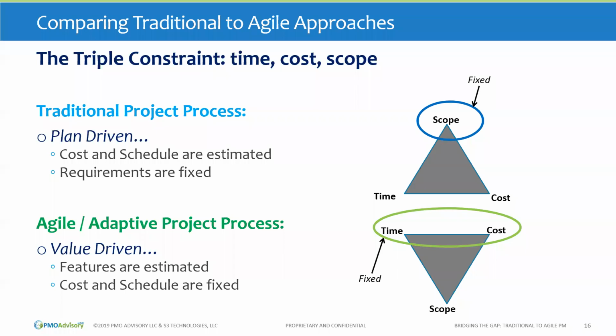So we consider this value driven because the schedule and cost are fixed, but the features are estimated. So with every increment, we're estimating how much work we're going to get done. And hopefully we're going to get better at doing that estimate, and we will be more accurate in saying what we're going to get done for each iteration that we have throughout the project.